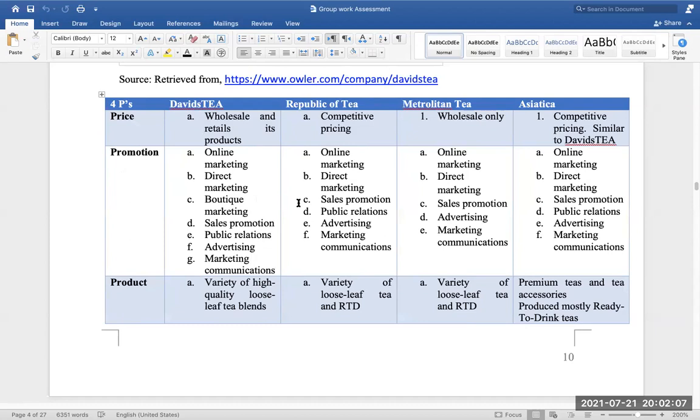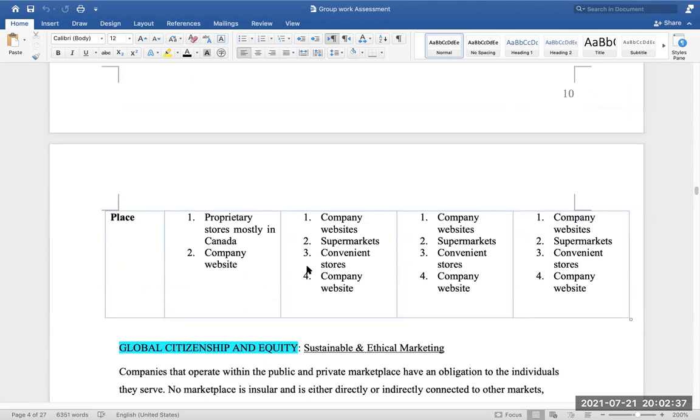So in this case, David's Tea does online marketing, direct marketing, boutique marketing. The competitor does similar online direct marketing, but if you notice, David's Tea engages in more promotion than, for example, Republic of Tea. And even if your competitor is doing what you're doing, you might be doing it better. You look at the product, you look at the place, where are they actually advertising, right?